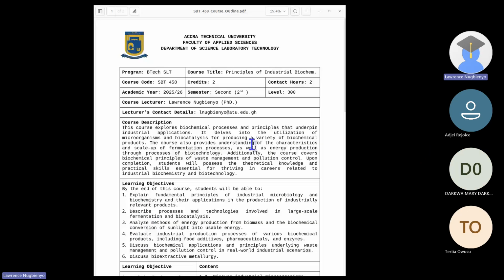Of you who are in the class for industrial biochemistry. Okay, welcome once again to SBT 458, Principles of Industrial Biochemistry. This is our first class for the semester, and we'll do a brief overview of what we'll be doing in the principles of industrial biochemistry.